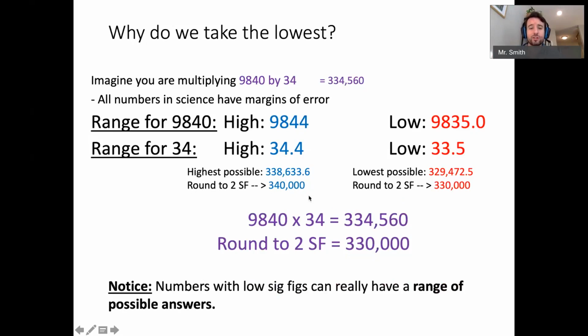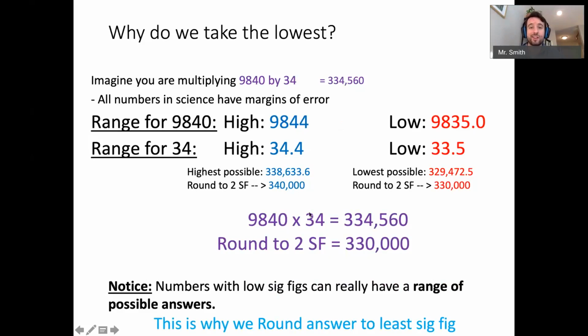Yeah, this is really all to say that with a low number of sig figs, you can really truly have a wide range of possible answers. So that's why if we're multiplying something with a lot of sig figs by something with a little bit of sig figs, we want to have our final answer have the little bit of sig figs, because otherwise our possible answers could be really different. And we want to be aware of that. We want to make sure that that doesn't happen.